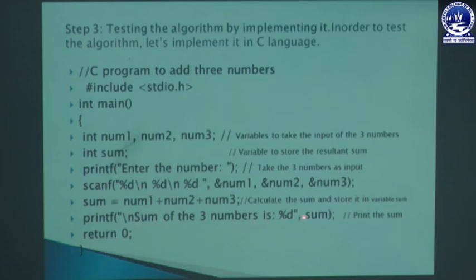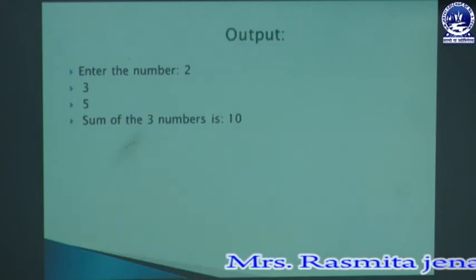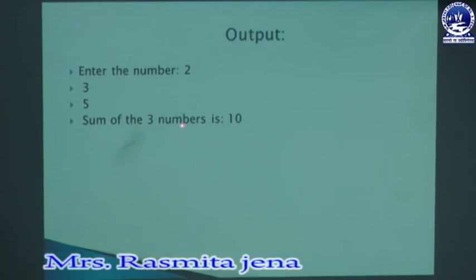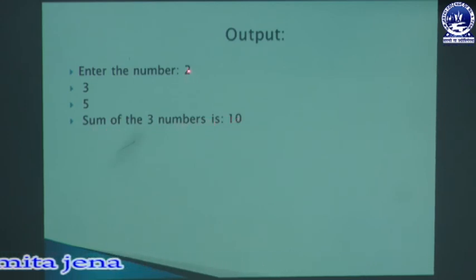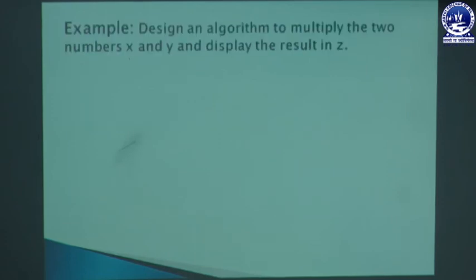Then according to the program you can see the output is displayed as sum of 3 number is %d, sum. That means instead of %d, it will display the sum. So you can see the message, sum of 3 number is 10. I am inputting 2, 3, 5 and their sum is total 10. So this is all about the implementation of the algorithm for adding 3 numbers and displaying their sum.